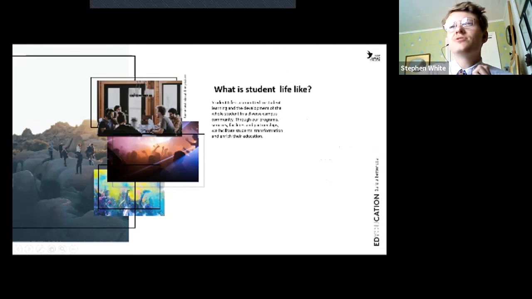There's a bit there about student life. You're a student, so you're familiar with student life at the college or any college.